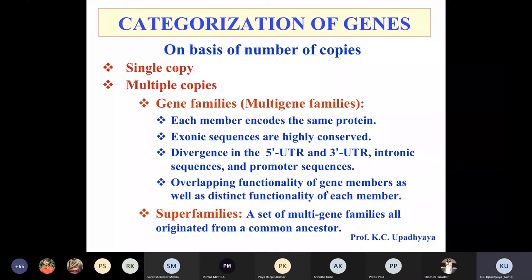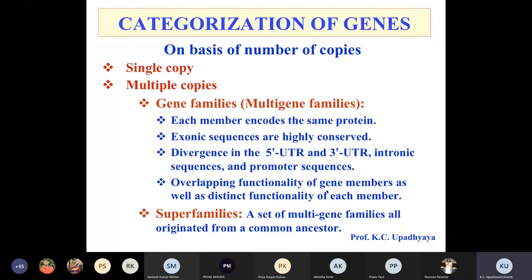When we analyze the exons, the exon sequences are highly conserved. Divergence is in the 5' untranslated region or 3' untranslated region. Intronic sequences and the promoter sequences are diverse. And that indicates, of course, that they are encoding the same protein, but they are different genes because their 5' UTRs are different, the 3' UTRs are different, the intronic sequences are different, the promoter sequences are different.